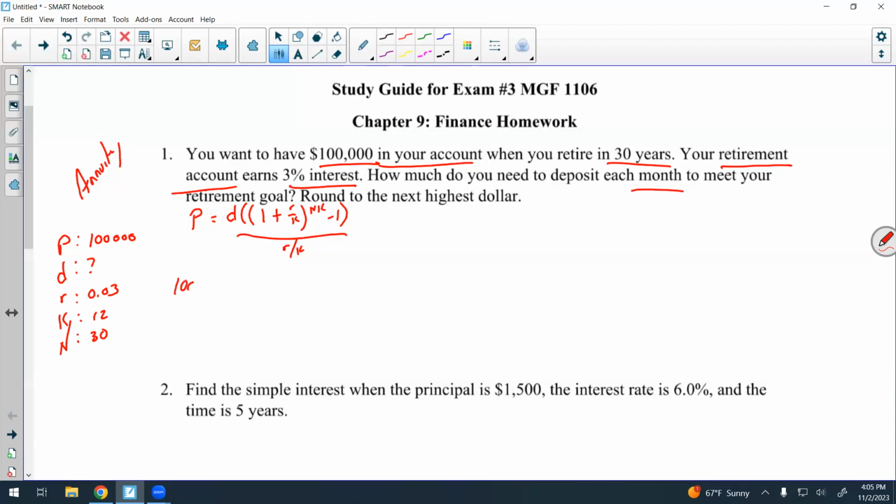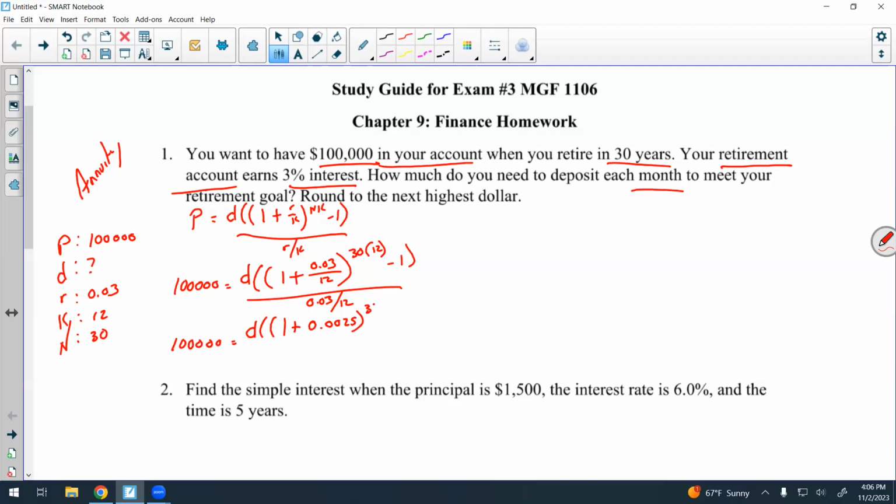So P is 100,000. I don't know what D is. 1 plus R, 0.03 over 12, to the N 30 times K 12, minus 1, all over 0.03 divided by 12. Well, 0.03 divided by 12 is 0.0025. And 30 times 12 is 360.